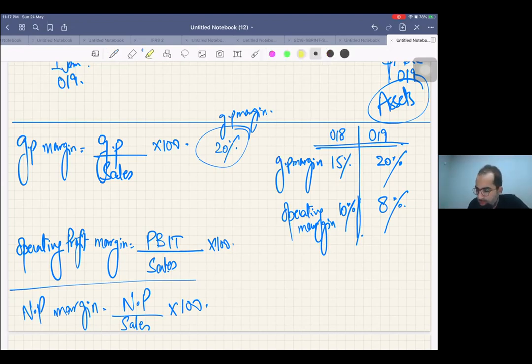Let us say your GP margin in 2018 was 15%. Now in 2019, it's 20%. In 2018, your operating margin is 10%, and in 2019, it is 8%. Now, how will you comment on this? See, your GP margin is going up and your operating profit margin is going down.